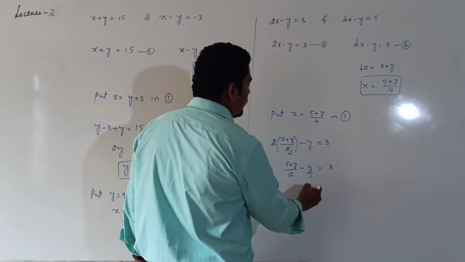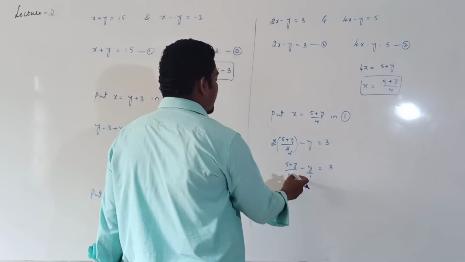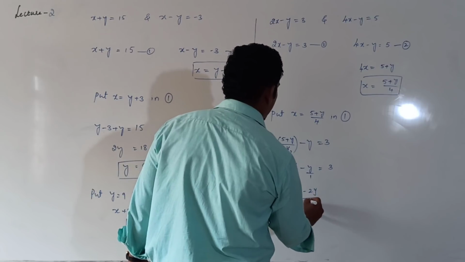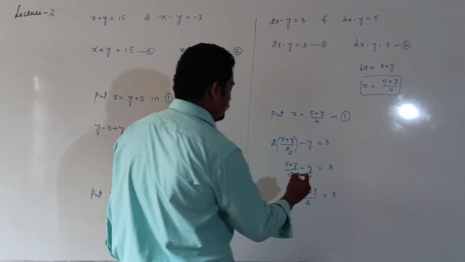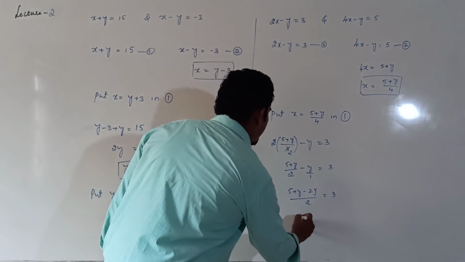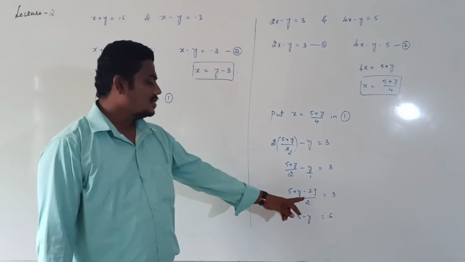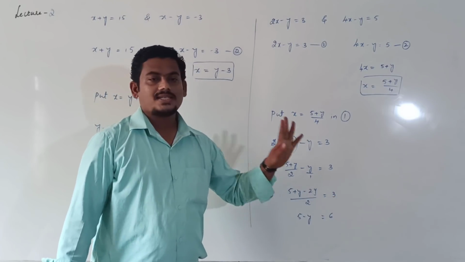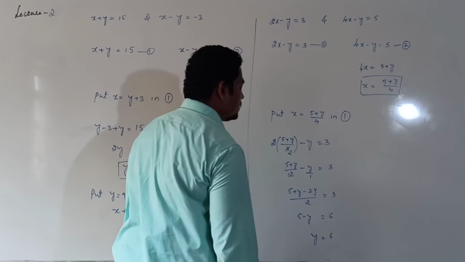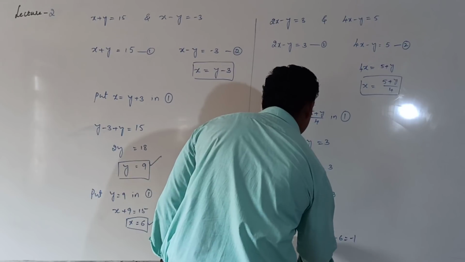Simply y is given means y divided by 1. Nothing is given means the denominator is 1. Now taking LCM, (5 plus y minus 2y) divided by 2 is equal to 3, because the LCM of 2 and 1 is 2. Now 5 minus y is equal to 6, just cross multiplication. 2 threes are 6. After that y is equal to 5 minus 6. It will be minus 1.